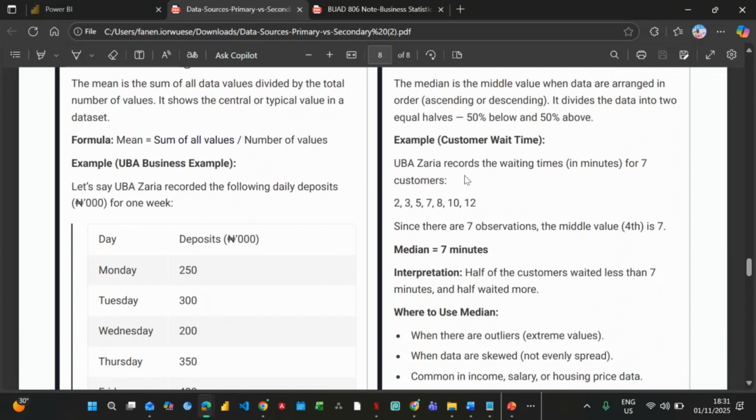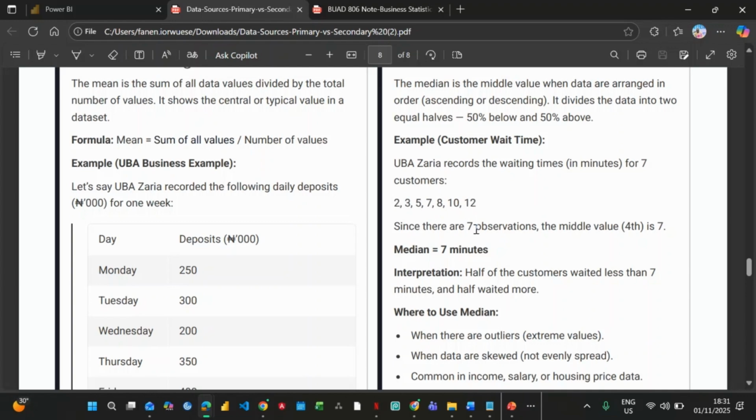Assuming that UBSR records the waiting time in minutes for 7 customers. So they are looking at the waiting time for 7 customers, and the time is in minutes. The first customer waited for 2 minutes. The next customer waited for 3. Another customer waited 5 minutes. Another customer 10, another 8, another 10, and another 12 minutes. Do you understand?